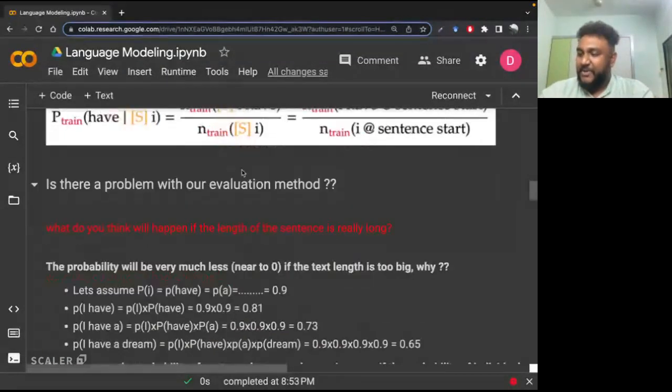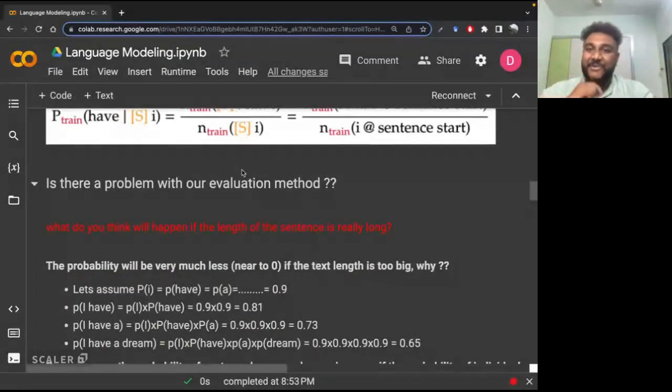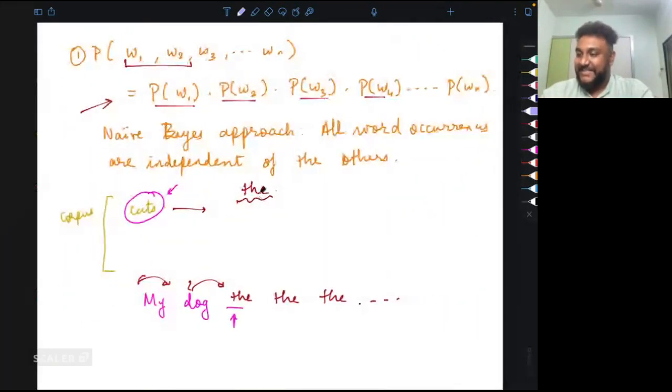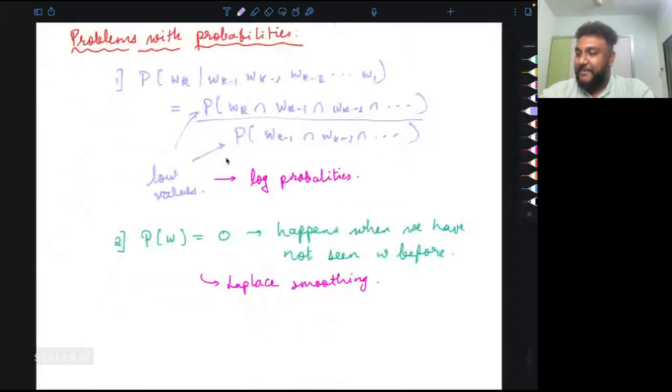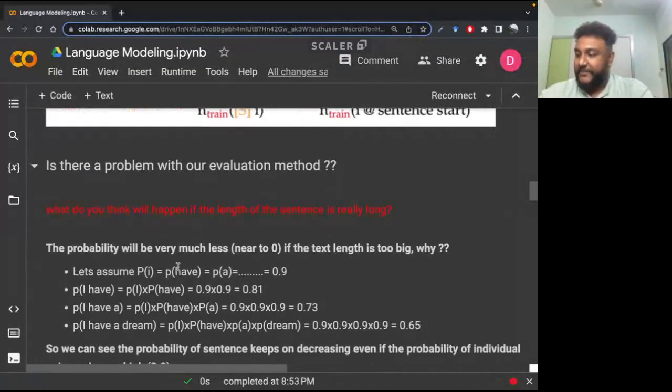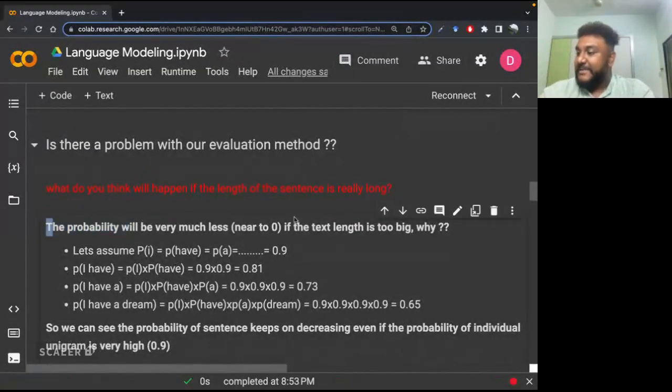Okay, there are some obvious problems, right? This is where we go back to the problems with probability values. We had just discussed this. We had seen that there are some typical problems with probabilities. The problem is that these numerator and denominator terms could be very small, right? So the way we were solving that was by using log probabilities. Another way was the probability of how to deal with unknown words. So both of these strategies, let us look at it really quickly. So the probability will be very much less, close to zero, if the text length is big, right?